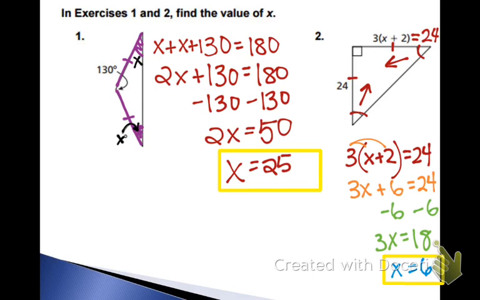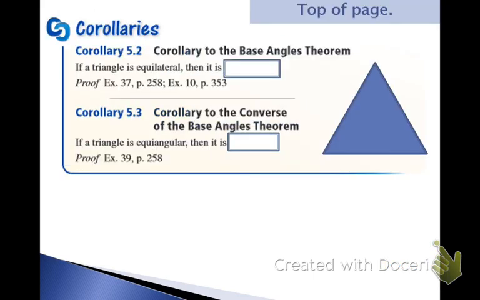Alright, so we're going to move on to equiangular triangles. You actually already know this. You have a really big blank right here. If a triangle is equilateral, then it is also equiangular. So that's that first blank. You'd write the whole sentence, not just the word equiangular, because that doesn't mean anything.